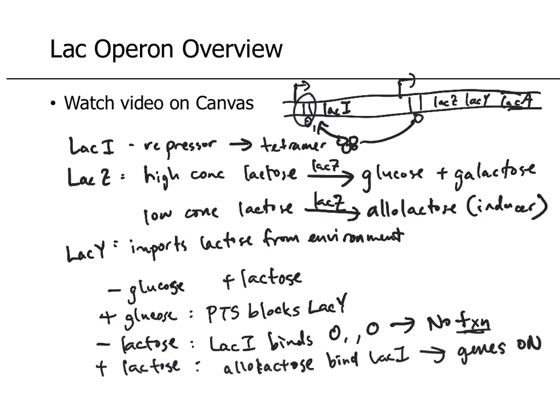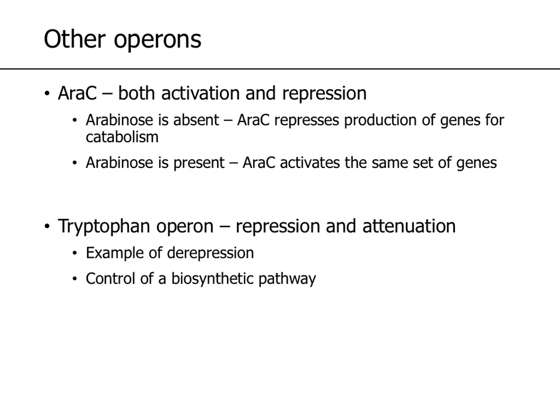All right. Okay, so there are many, many other operons. Your book talks about the arabinose operon. I'm not going to go through the mechanisms of this one. Just know that this one's a special case because it can act both as an activator and a repressor. So there are many different functions of these different regulatory operons.